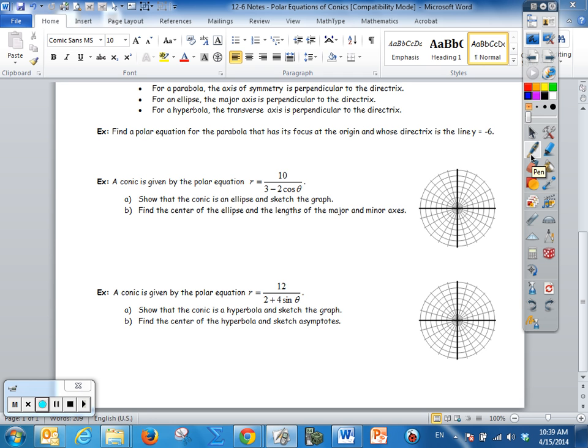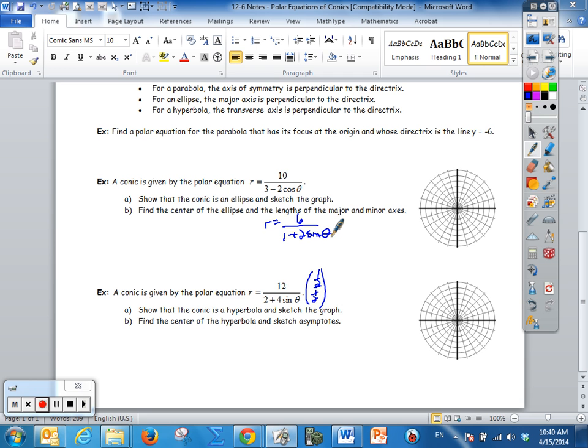Okay, last one. It says we have a conic, we have another equation. It's basically similar to the one that we did in that it wants us to show that it's a hyperbola and sketch it. So the first part's the same. Same way we did the other. First of all, we have to get the equation in proper form. So we would multiply by 1/2 over 1/2. And that would give me r equals 6 over 1 plus 2 sine theta. Okay, that's our equation.